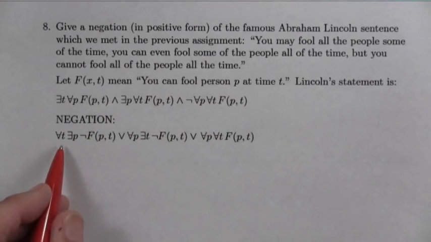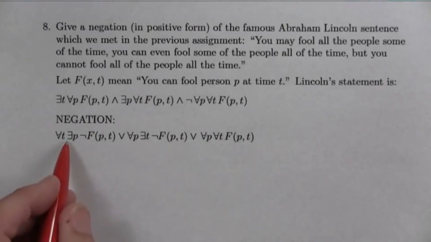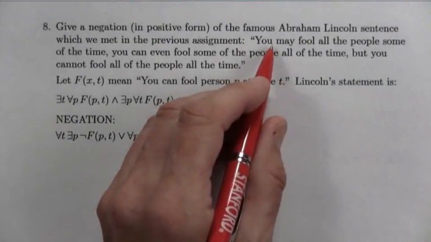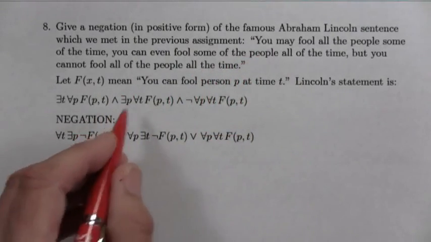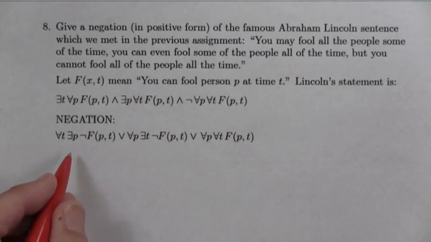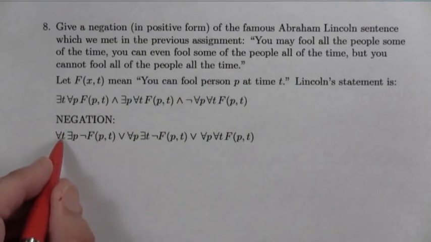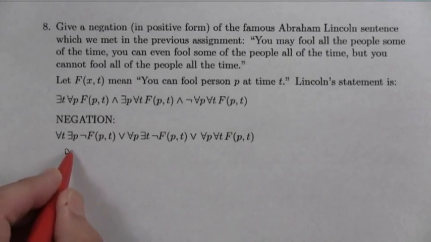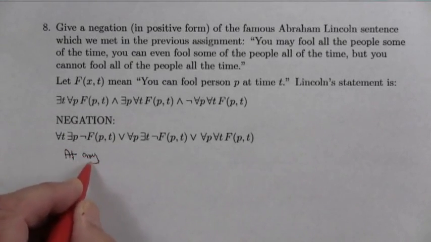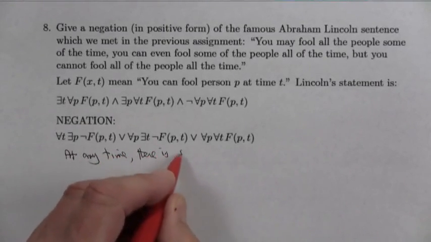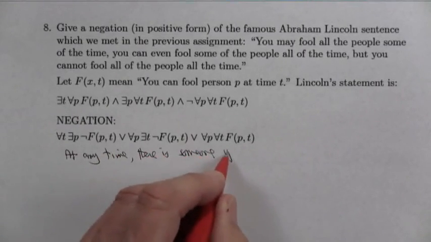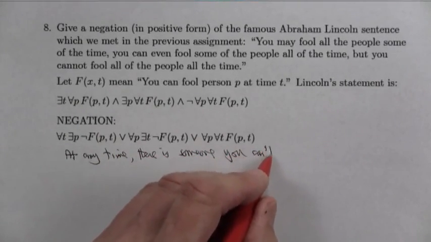The interesting part of this, I think, and you weren't asked to do it, but let's do this: let's see how we can express this in the English language. And we're not going to get something quite as nice as this, I don't think, because we need to try to avoid ambiguity as much as possible. So the first part would be, the best I can think of at the moment, at any time there is someone you can't fool.